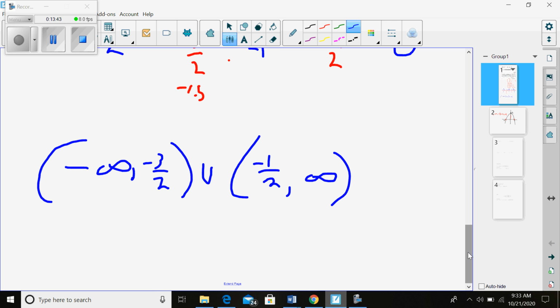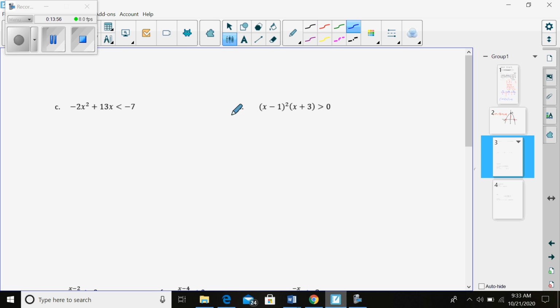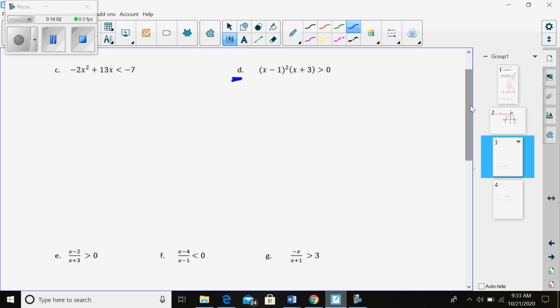Okay, so let's do one more together, and then I'm going to turn you loose to try some on your own. So let's go back and try, wait, where is it here? This one, letter D. The good news on letter D is it's already factored. You don't have to do any factoring, so we can jump right into the point where I list the zeros on a number line. Okay, so where is this function 0? One of the values is at 1, because 0 squared is still 0. So it doesn't matter that that's squared. And the other value of x that makes this 0 is negative 3.